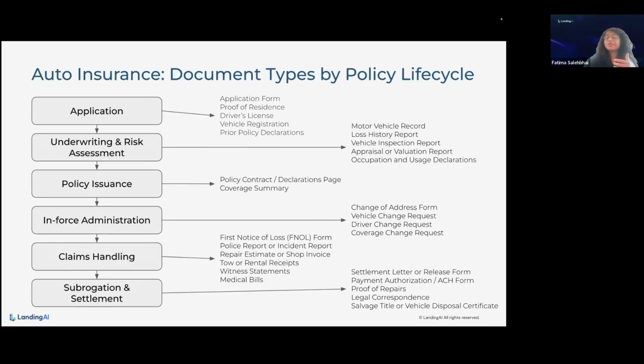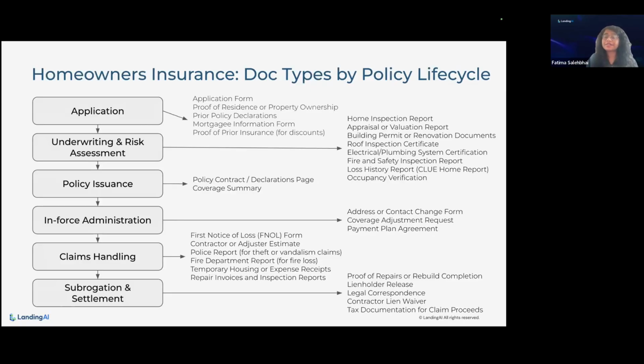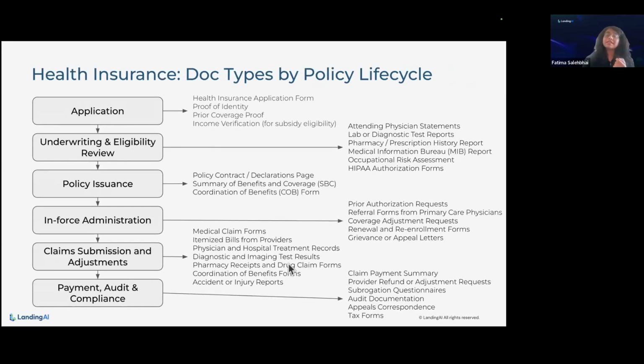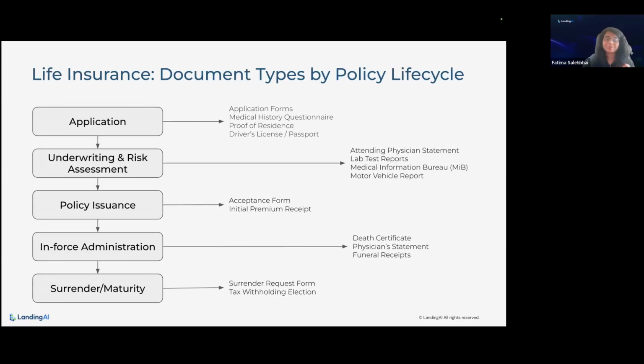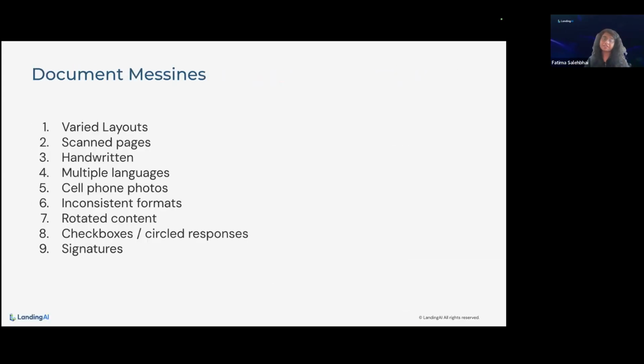Similarly with auto insurance, you will have application forms, etc. But when you have claims handling, you will have a lot of unstructured documents such as police reports, towing receipts, witness statements, medical bills, etc. For homeowners insurance as well, you will have more unstructured documents and forms submitted with claims handling. The point of this is to indicate how many documents are involved while processing an insurance claim, and how many different teams inside the company deal with unstructured as well as structured documents. And these documents come with a lot of messiness.